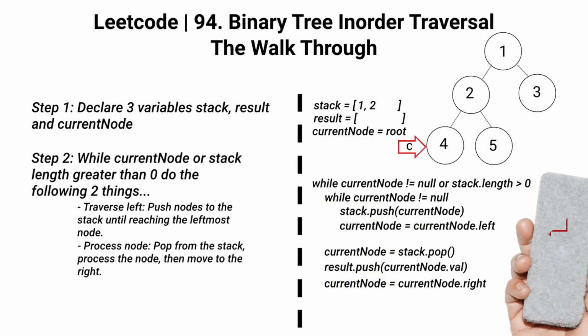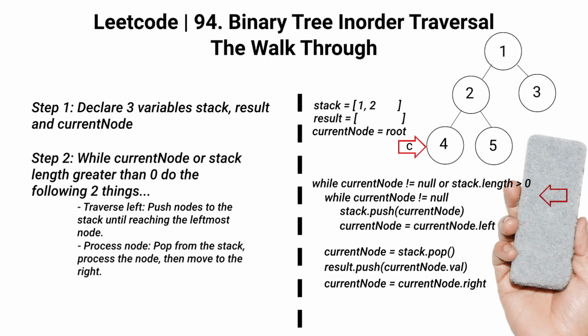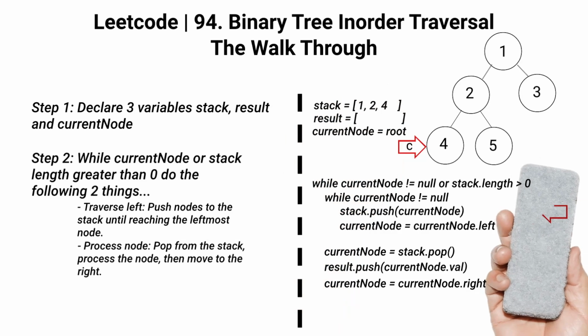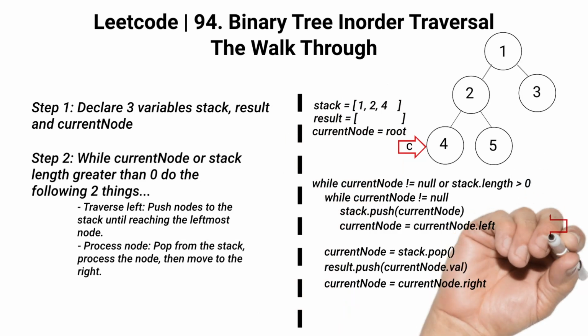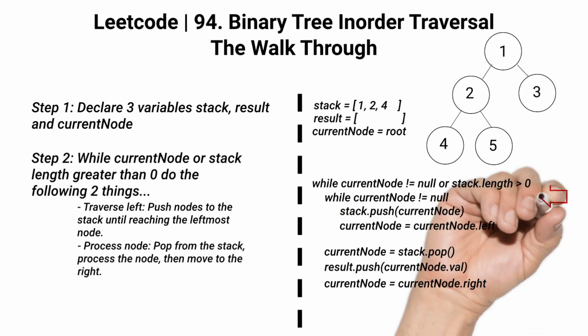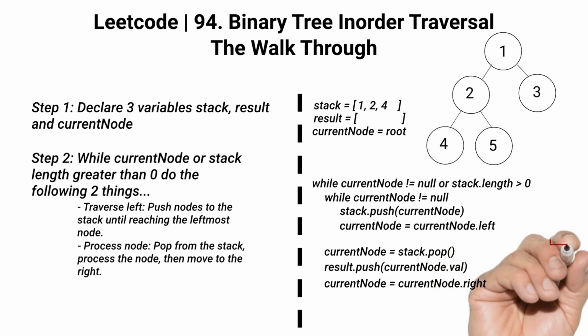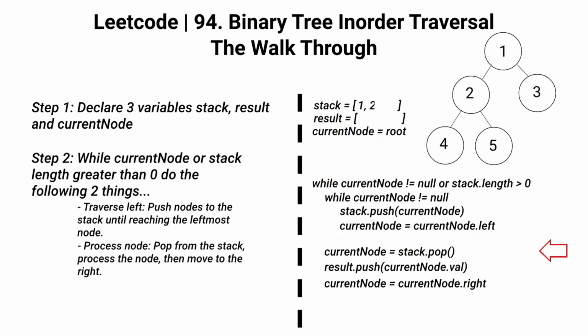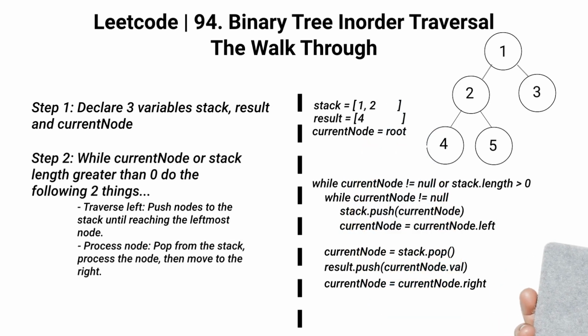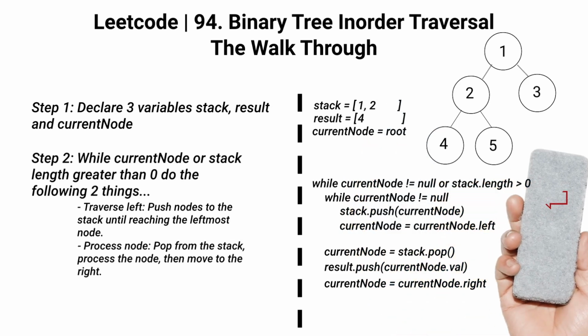And again, we check while the current node is not null, which it's not because it's pointing at the 4. We want to push the 4 node into the stack, and we update the current node to the 4 node's left, which is null. So while current node is not null, it is null, so we can skip inside the while loop. We'll set current node equal to the stack pop, which is the 4. We then want to push the value of the 4 into the result, so we'll put 4 in there. We'll update the current node to point at the right of the 4 node, which is null. And back up here, we skip the while loop because it is null.